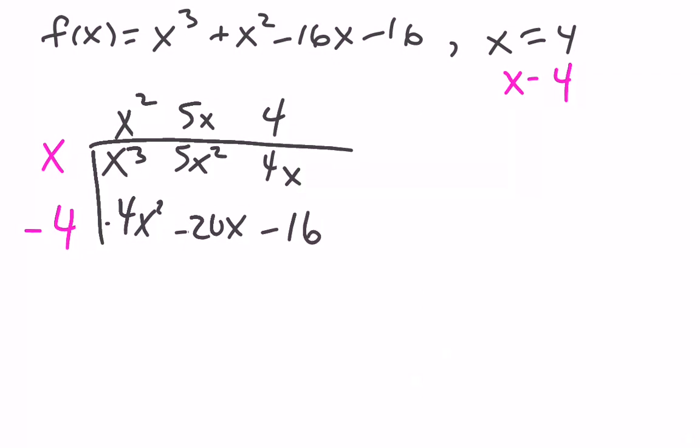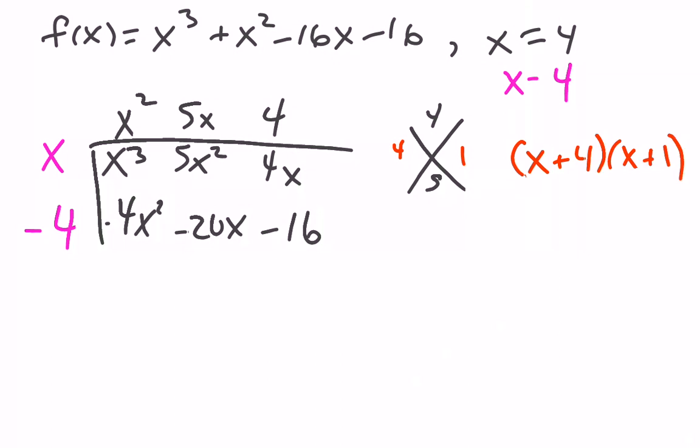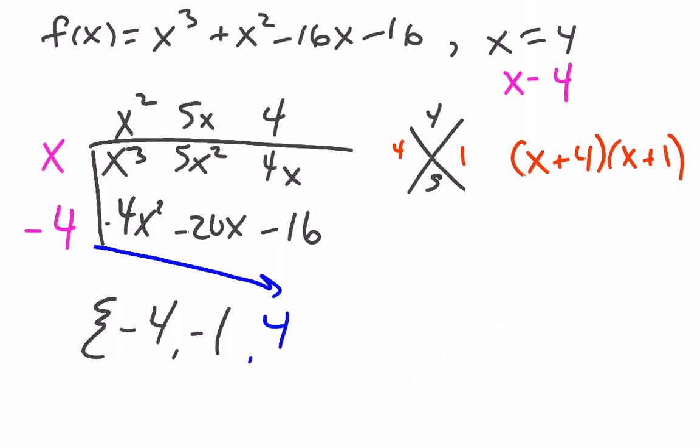I like to check by factoring. If you want to use quadratic formula every single time, have fun. So is there something that multiplies to 4 and adds to 5? Yes. 4 and 1. So that means my quadratic factors to x plus 4, x plus 1. So that means that my roots, or my solutions, are negative 4, negative 1, and then the positive 4 that they gave me to start off my problem.